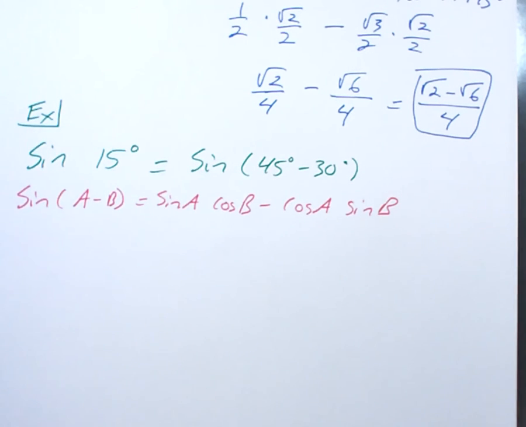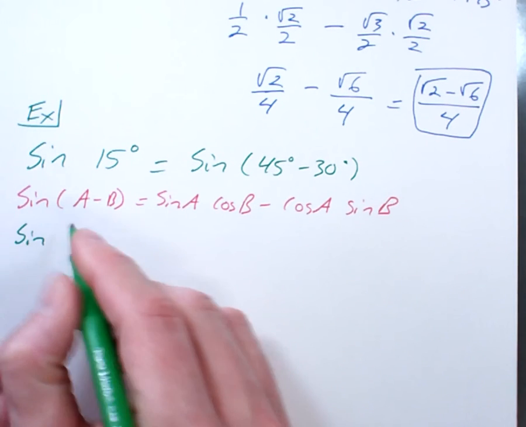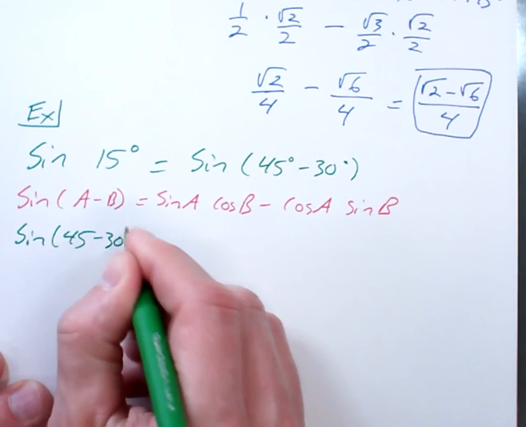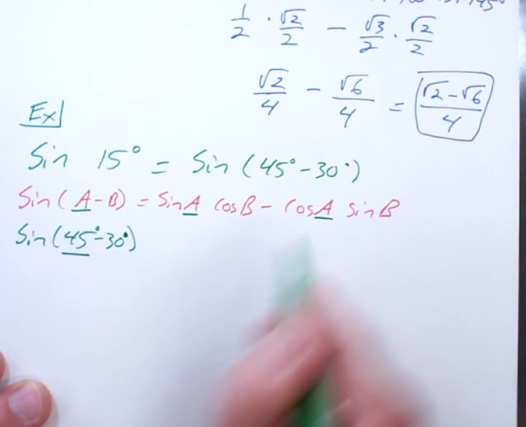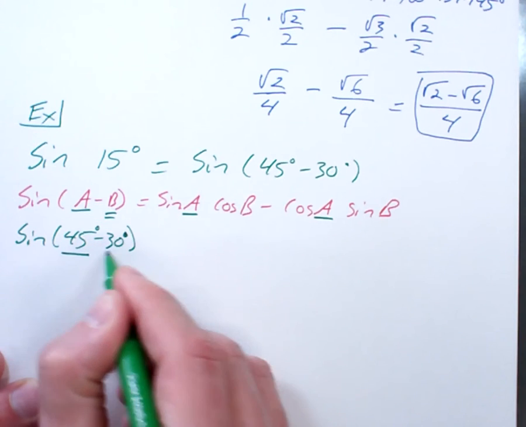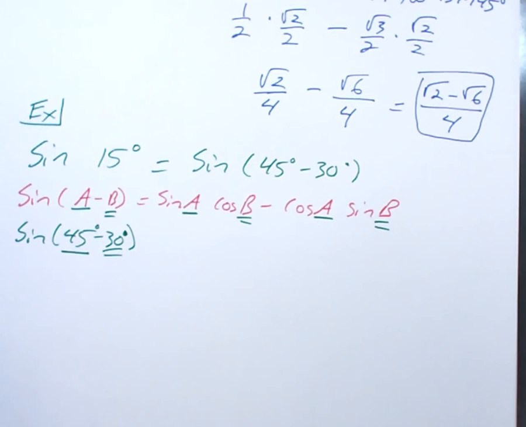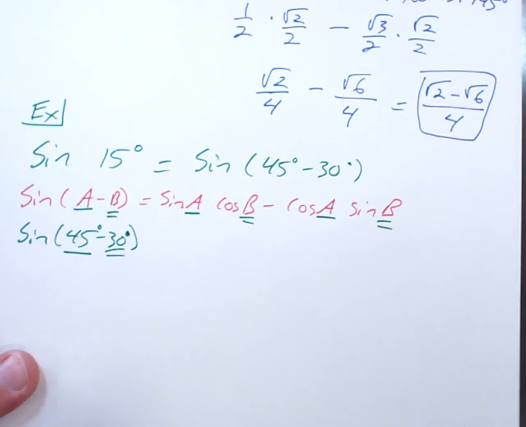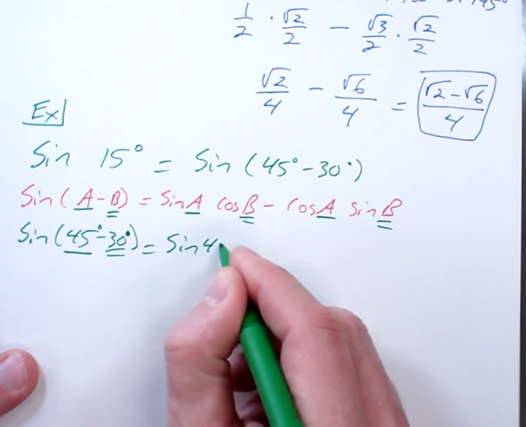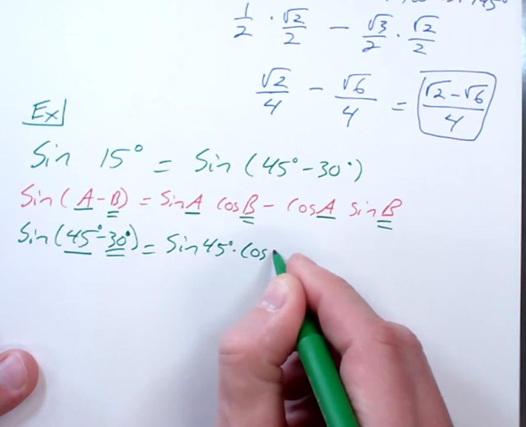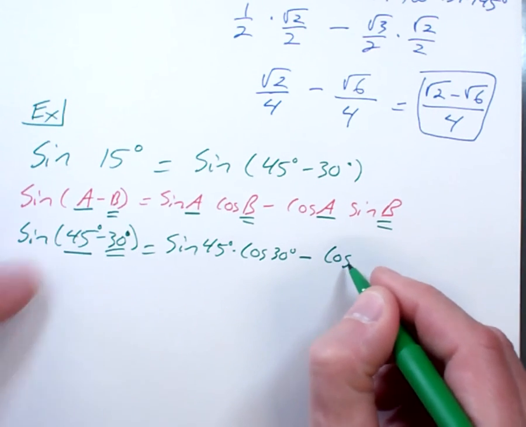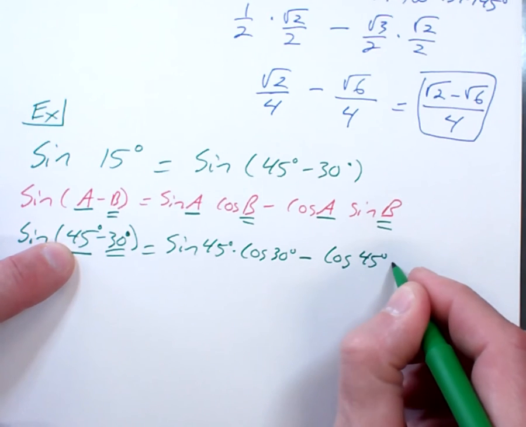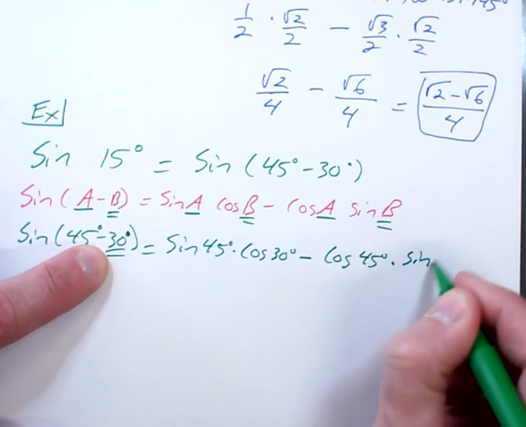So that's the identity we're going to use. If I do the sine of 45 minus 30, which is 15, that's what we're looking for. A is 45, so I put that in everywhere I see A. B is 30, so I put that everywhere I see B. So that is sine of A, that's 45, times cosine of B, that's 30, minus cosine of A, that's 45, times sine of B, which is 30.